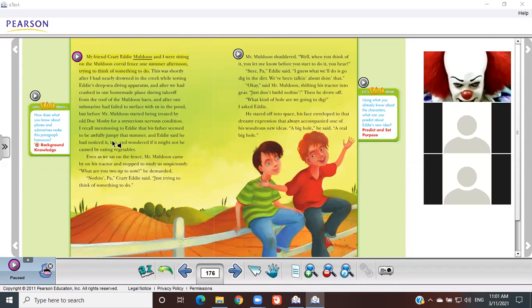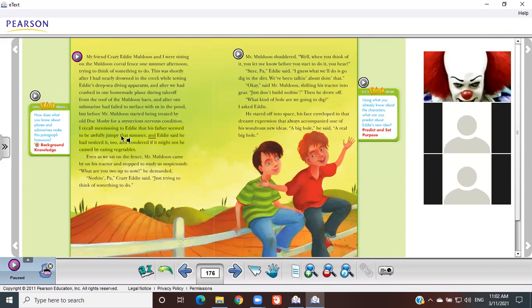Here, Omar Hamada, I have a question for you. I recall mentioning to Eddie that his father seemed awfully jumpy that summer, and Eddie said he had noticed it too and wondered if it might not be caused by eating vegetables. Do you think someone can have a mysterious nerve condition and be jumpy, which means worried all the time, because of eating vegetables? Of course not. Vegetables give us power. Very good. So is this the real reason he is worried and has a mysterious nervous condition? No. Can eating vegetables make you worried and give you a mysterious nerve condition? Impossible.